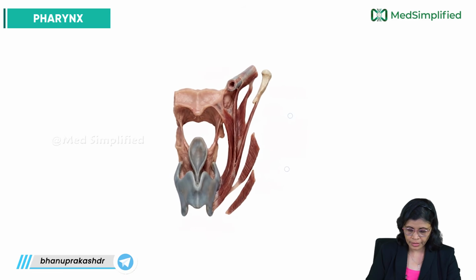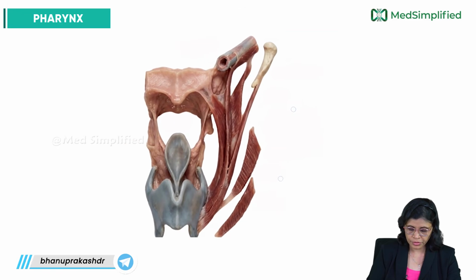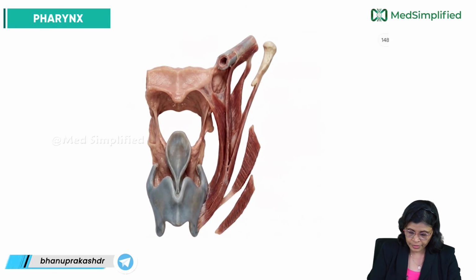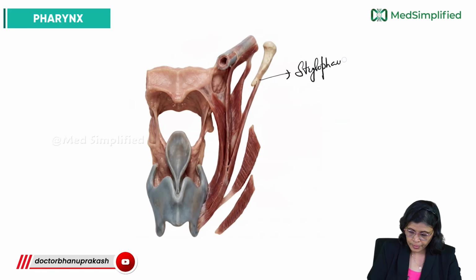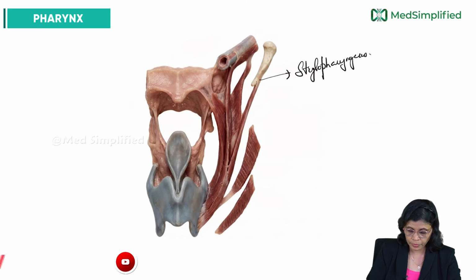Then coming to the longitudinal muscles. Among the longitudinal muscles, we have one coming from the styloid process, which we call the stylopharyngeus muscle, which comes from the medial surface of the styloid process.